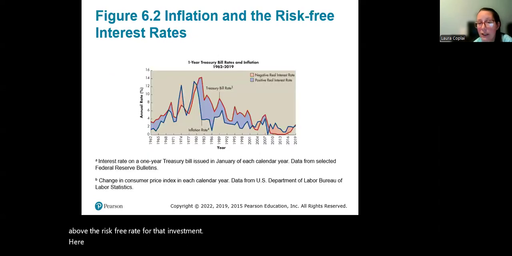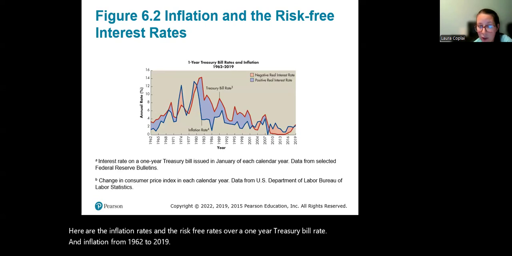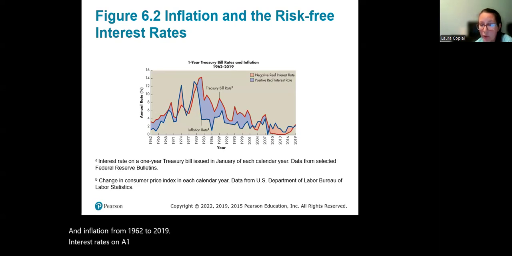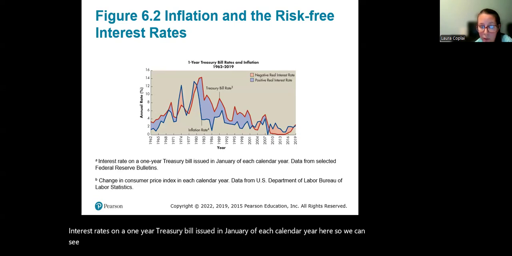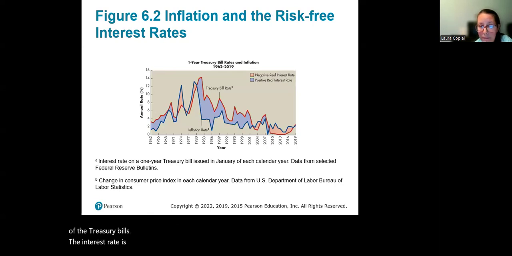Here are the inflation rates and the risk-free rates, over a 1-year Treasury bill rate and inflation, from 1962 to 2019. Interest rates on a 1-year Treasury bill issued in January of each calendar year here. So we can see that the change in consumer price index in each calendar year has affected the interest rate of the Treasury bills. The interest rate is in blue, and then the Treasury rate is in red.